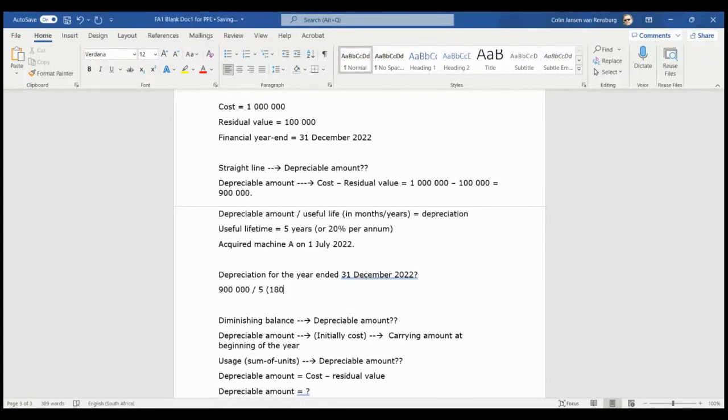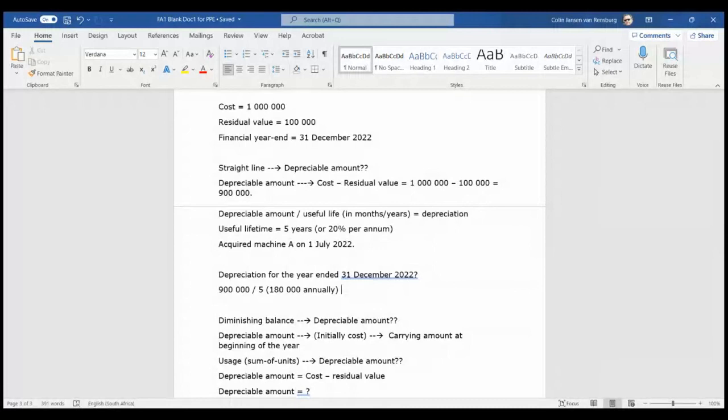What does that represent? Our annual depreciation. In other words, if this item had been available for use for the full financial year, then the depreciation for that year would have been 180,000. But for how many months was this item available for use in actual fact during this financial year? For 6 months, right? We said it was only acquired on the 1st of July.